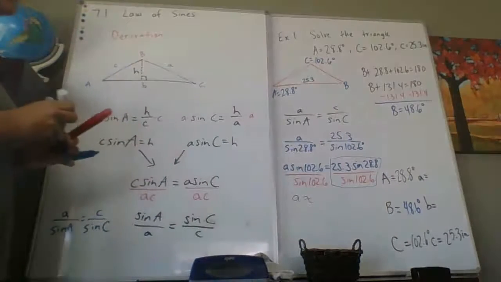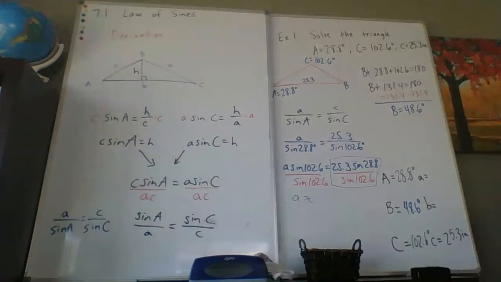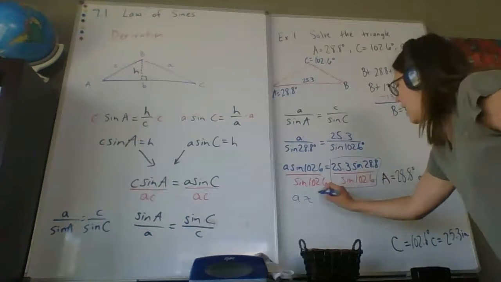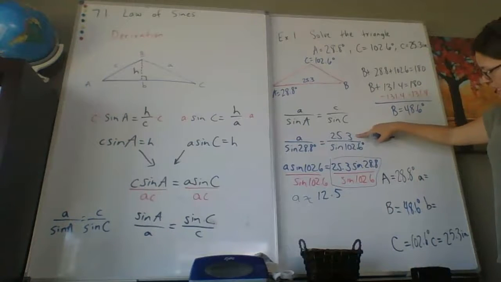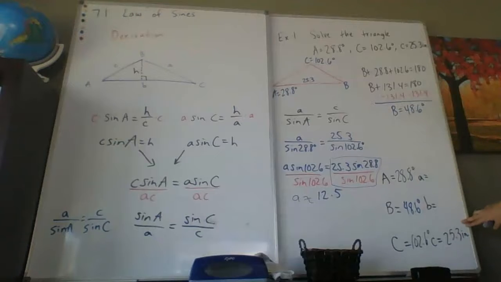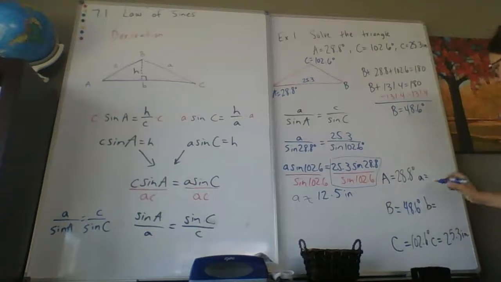Now we're going to plug that quantity directly into the calculator. 25.3 sine 28.8 divided by sine of 102.6, and make sure you are in degree mode. This calculation gives us A equals 12.5. And since this is the side of the triangle, the units of little c, or the units of any side, will determine the units of our missing sides. So our side A is 12.5 inches.